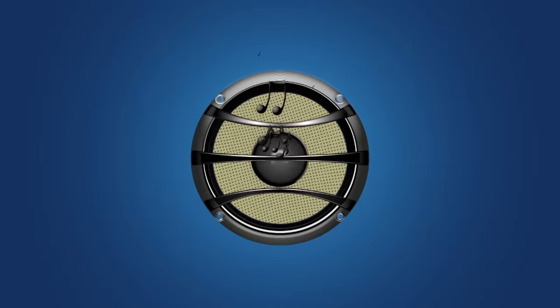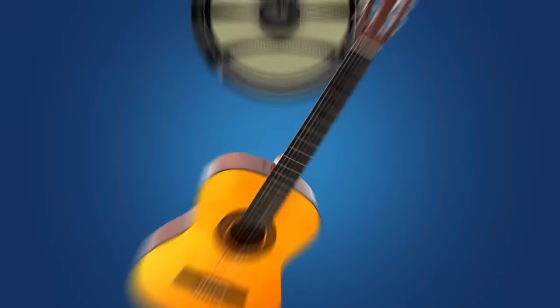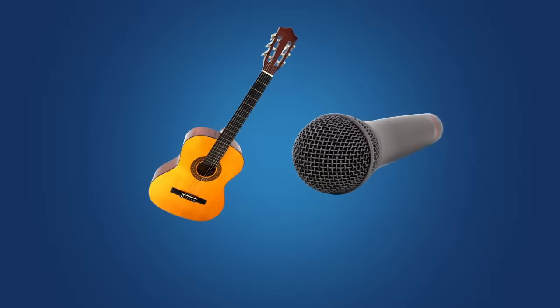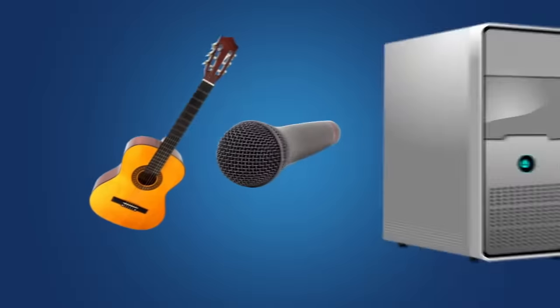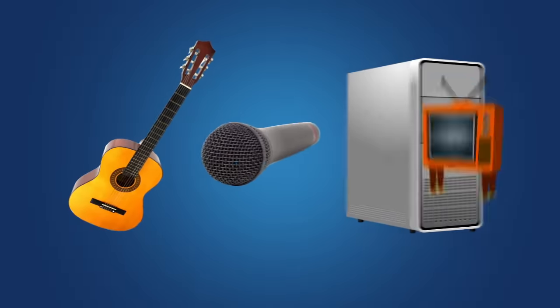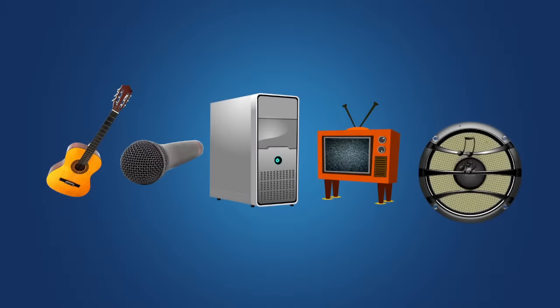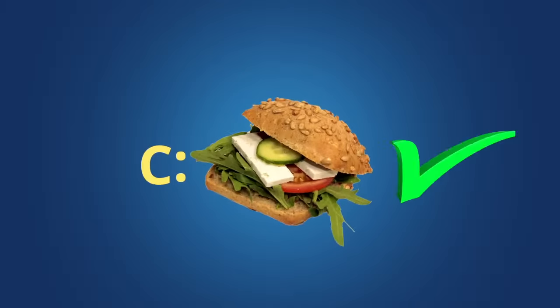Here's some music. The way you're hearing this music is because the musicians recorded their instruments using microphones, which use magnets. And then the signal was translated by a computer and stored on its hard drive, which uses magnets. Then it was broadcast to your TV and comes out your speakers, which use, you guessed it, magnets. And for those of you who said you have magnetism to thank for your sandwich, haha, well, you're right.